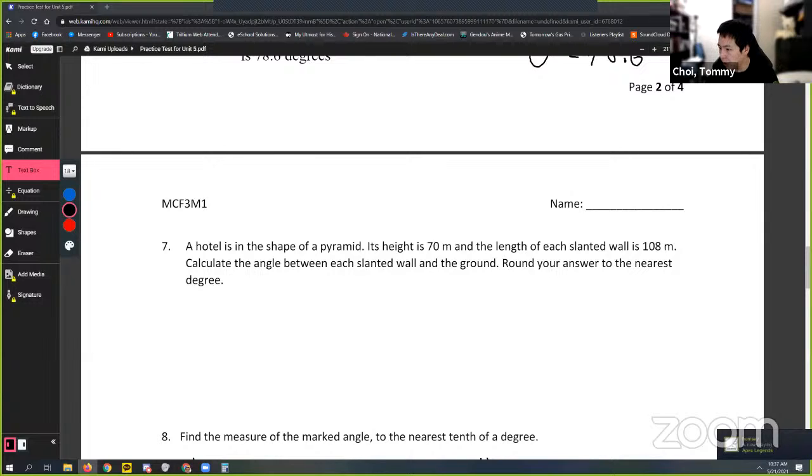Ashley, I saw your number 10, so we will take up number 10. No worries.